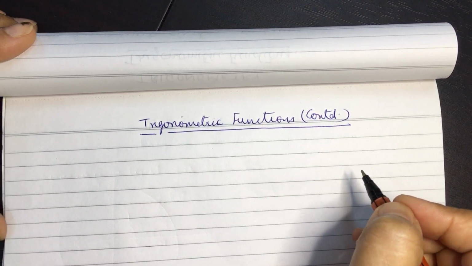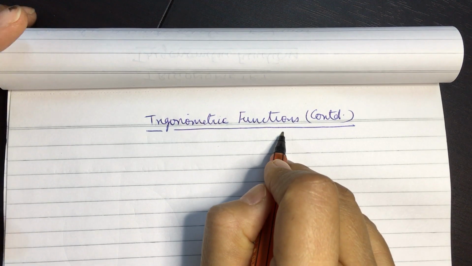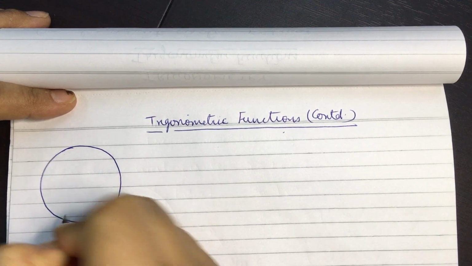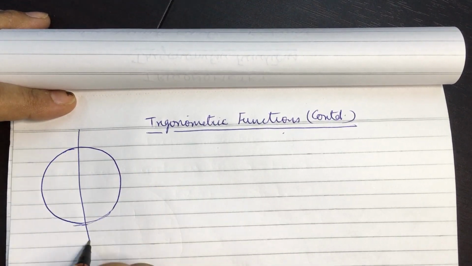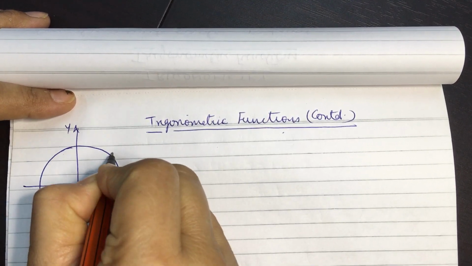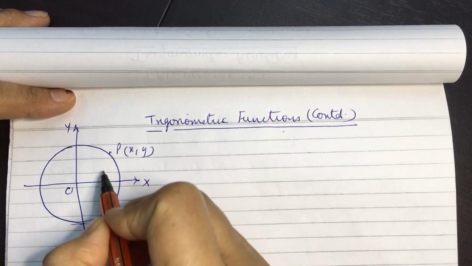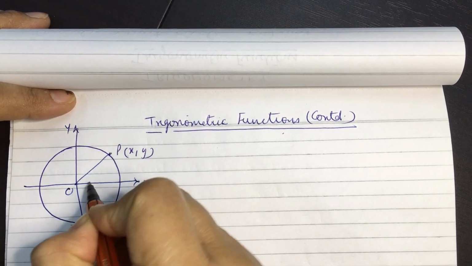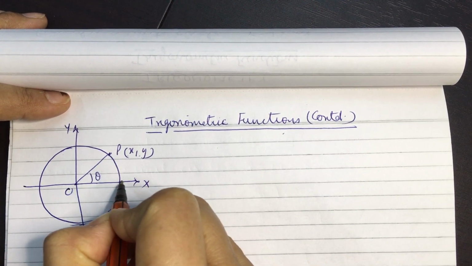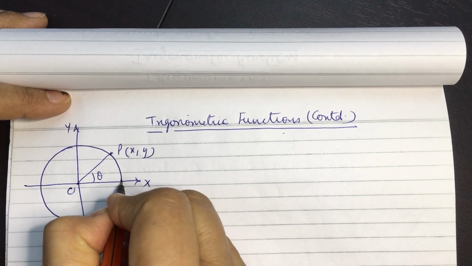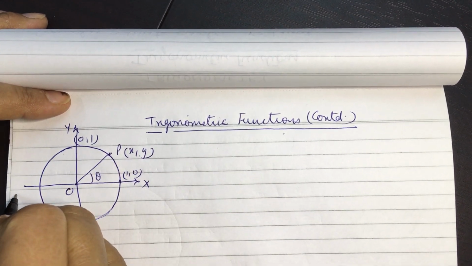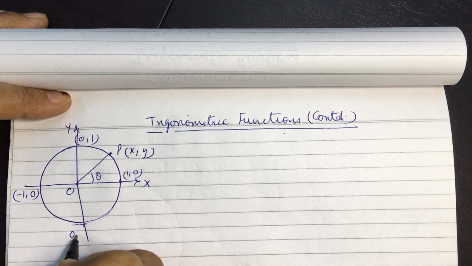Let us now continue with our discussion on trigonometric functions. We had seen earlier that if we consider a unit circle, then any point on the unit circle gives us the x coordinate, which is the corresponding value of cos theta, and the y coordinate gives us the value of sin theta. Here at this point the coordinates are 1 comma 0, this is 0 comma 1, this is minus 1 comma 0, this is 0 comma minus 1.